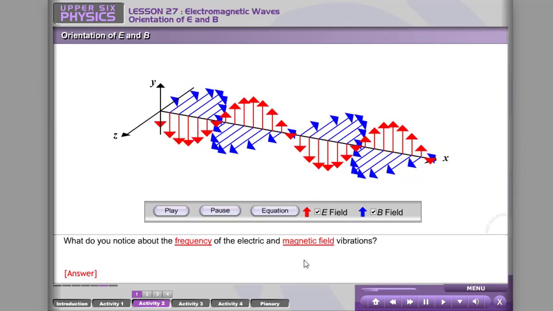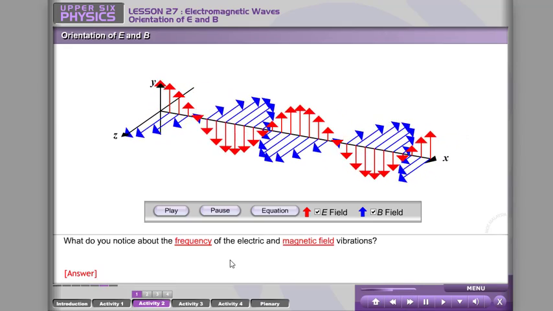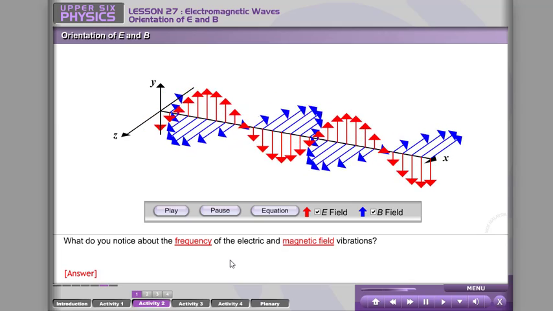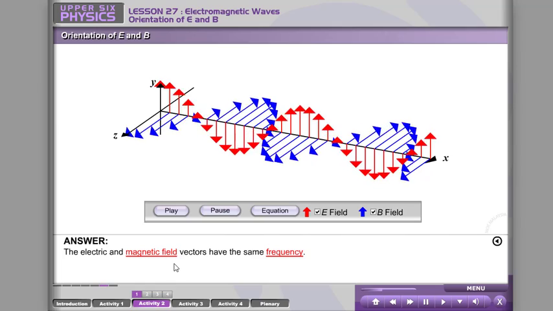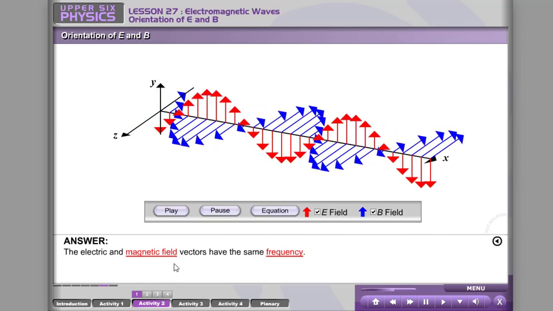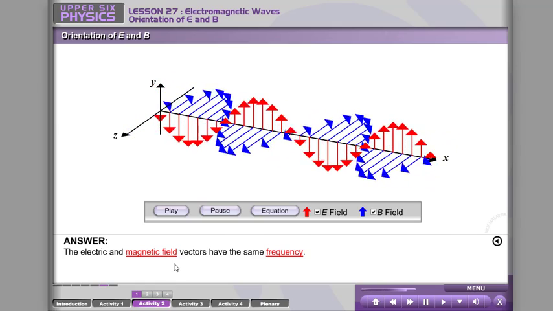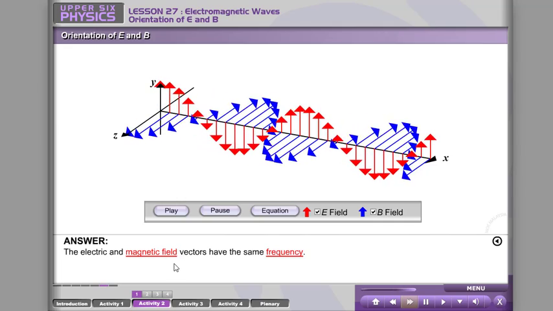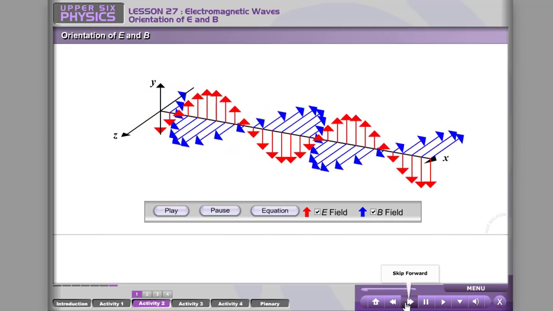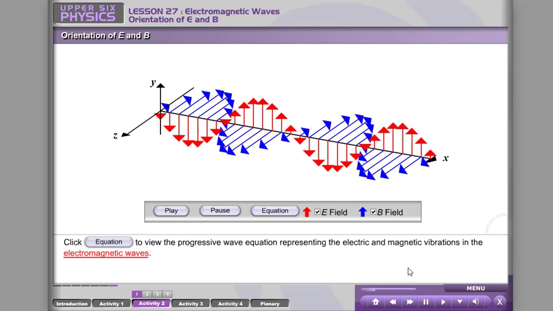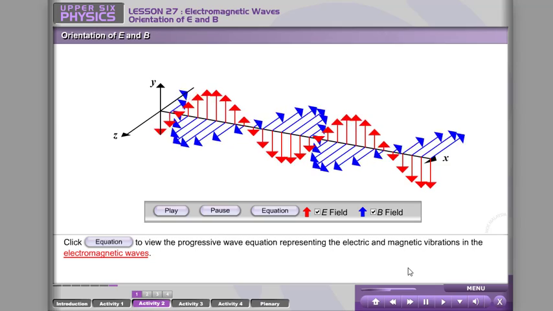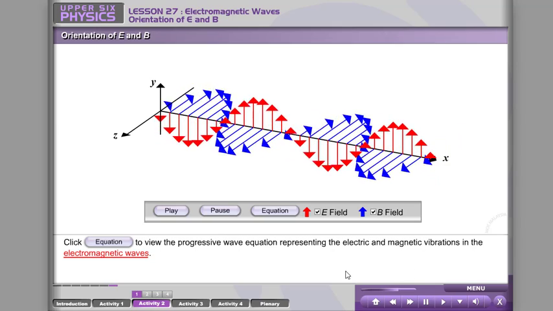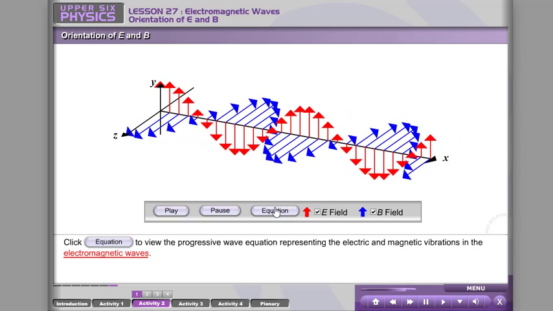What do you notice about the frequency of the electric and magnetic field vibrations? Answer: the electric and magnetic field vectors have the same frequency. Click the equation button to view the progressive wave equation representing the electric and magnetic vibrations in the electromagnetic waves.